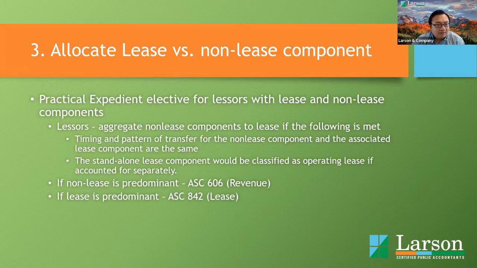Another aspect is that if the non-lease component is predominant, then you could just group it as a service contract, and ASC 606 will apply there. If, after you aggregate, the predominant component is mostly lease, then you can apply predominantly the ASC 842 lease guidance. So a little practical expedient that's helpful for the lessors.